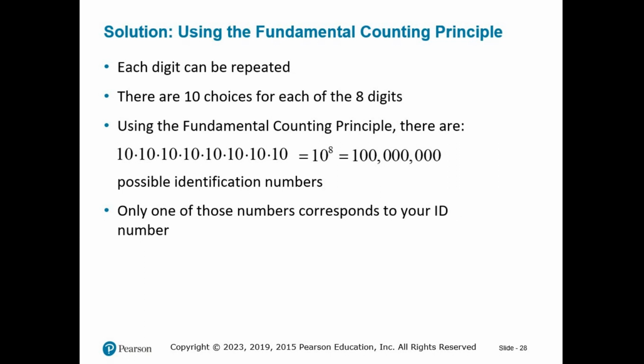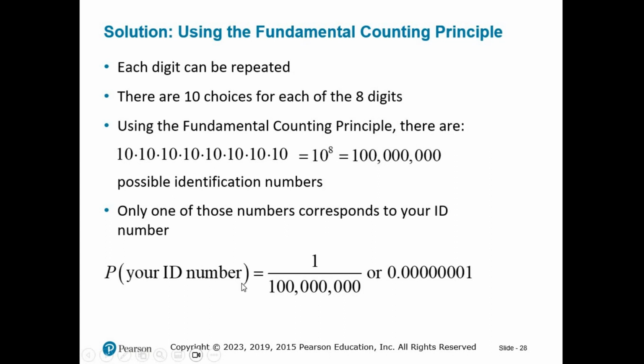Now think about what the question was. The question was, what's the probability of getting your ID number when randomly generating 8 digits? So it's not just this big long number. That is how many possibilities there are. The question was about getting your number out of that total. So the probability of getting your number is 1 in 100 million. Very slim possibility.